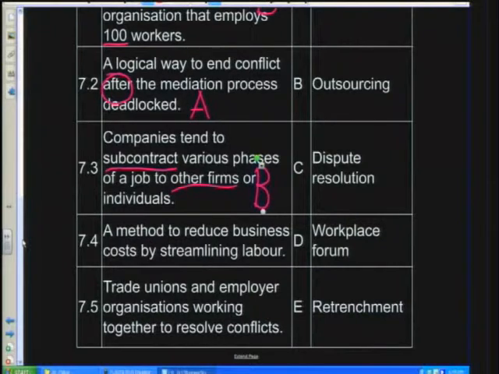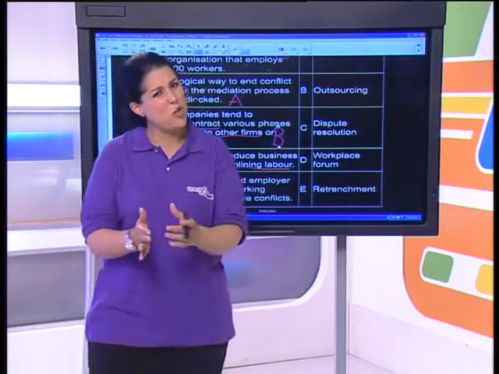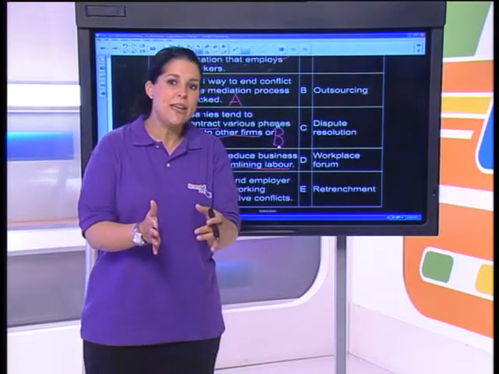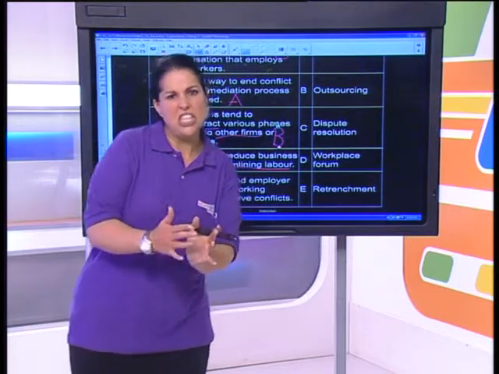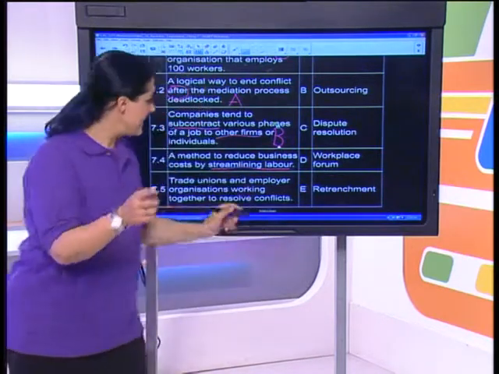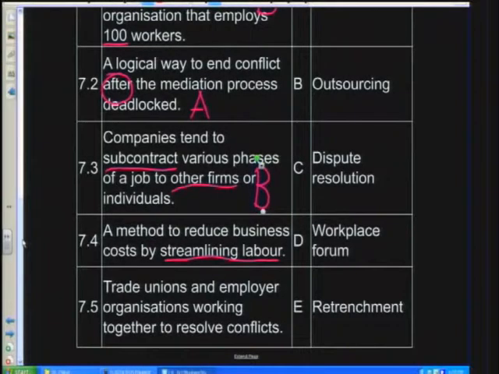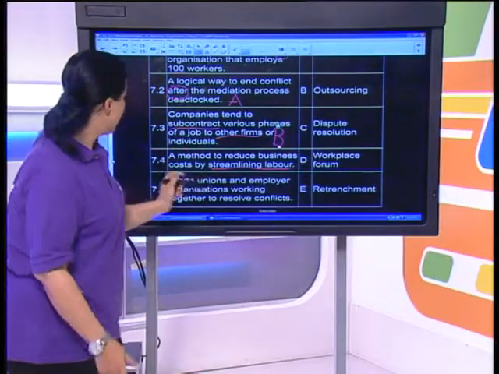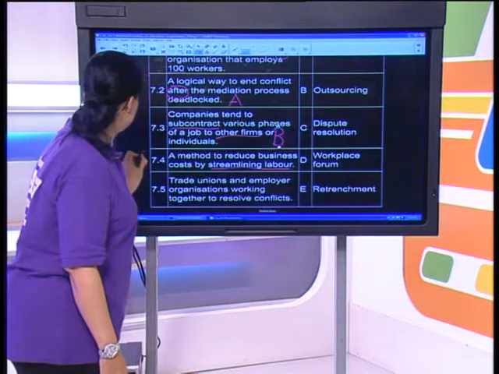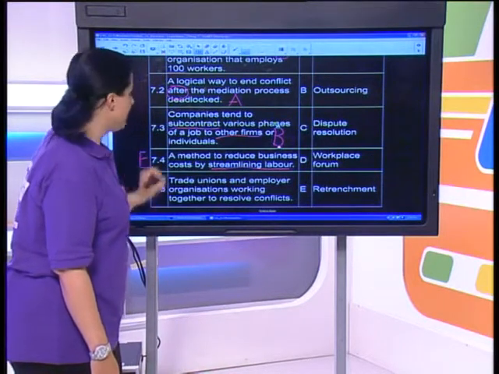7.4, a method to reduce business costs by streamlining labor. In other words, you now need to go and think and rethink your labor situation. How am I going to now make it less? How am I going to chisel a little bit off my labor? I think this means retrenchment. Because I have to let go of some of my laborers, I'm streamlining it, I'm making it less. Okay, so your answer here, I'll just write it on this side, is E for retrenchment.